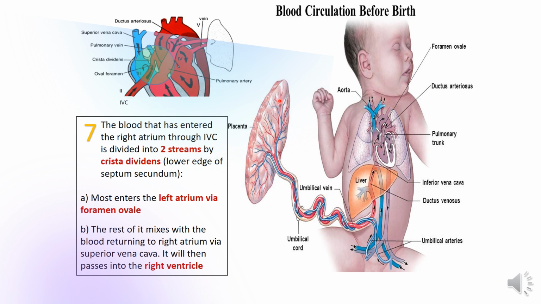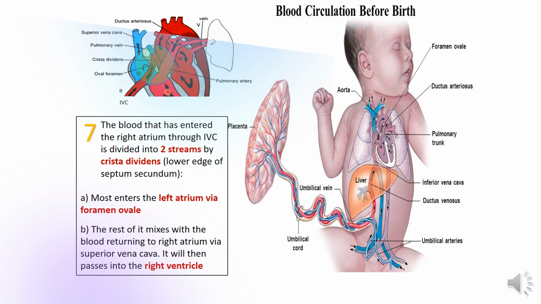The blood that enters the right atrium through the IVC is divided into two streams by the presence of the crista dividens. So the crista dividens splits the stream flowing in the right atrium into two. Most of the blood will enter directly into the left atrium, but some of it will join the blood that returns from the superior vena cava to enter the right ventricle.